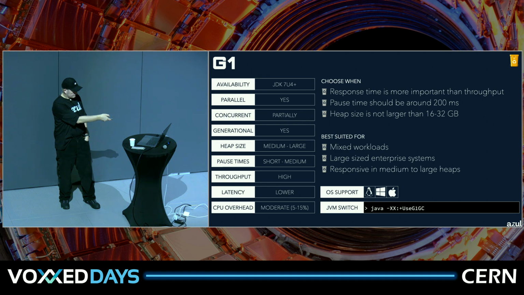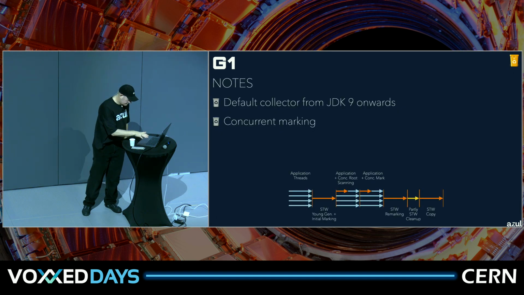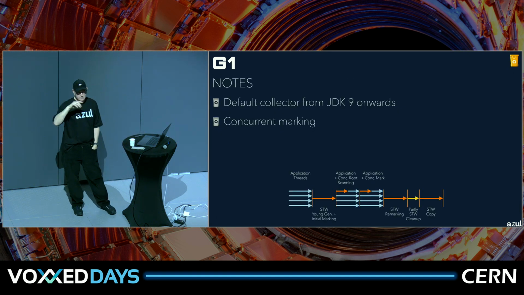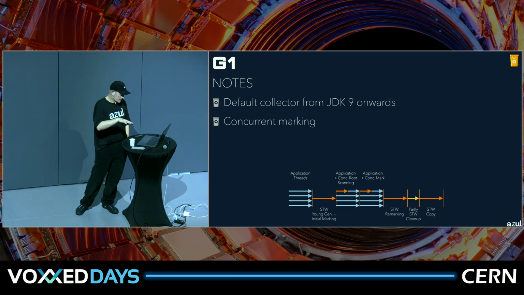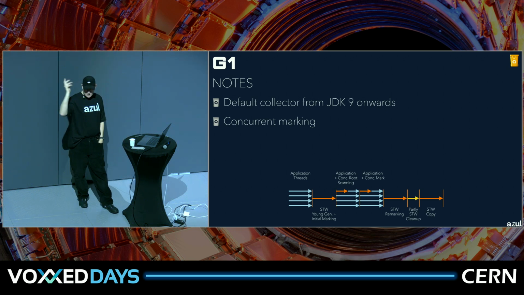Okay, the clicker doesn't work anymore. So this is how it looks. Way more complex, as you can see. It's also partially concurrent. It's the default collector since JDK 9, and it can do concurrent marking.